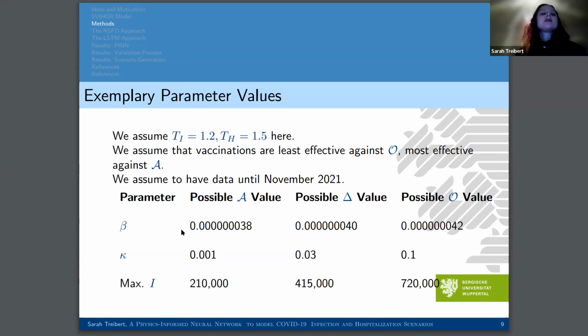And these are just exemplary values to show you how much influence the different variants might have. What does exemplary mean? You mean in segments of time, you have different values of beta and kappa? Yeah, of course. For example, regarding the different waves.